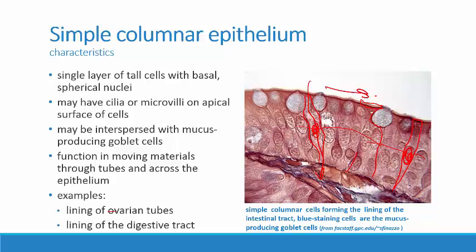You know, that shouldn't be ovarian, that should be a uterine tube. I apologize. So through the uterine tubes, and then also in the lining of the digestive tract, where we're absorbing nutrients into the body fluids and kind of sliding the food material along on this mucus layer that the cells produce. So simple columnar epithelium.